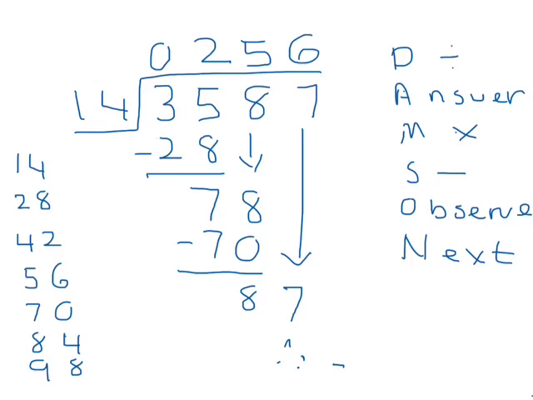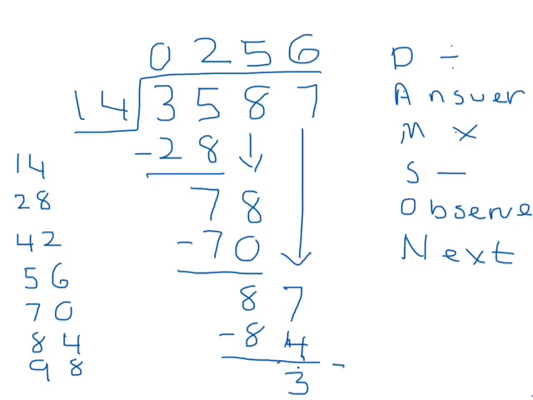Okay, now I need to multiply to see if that's correct. 6 groups of 14 we saw was 84. So we write in the answer here. And we're at the subtraction stage. And we get a remainder of 3. And if you look at the 3, it's smaller than 14, so that is correct.